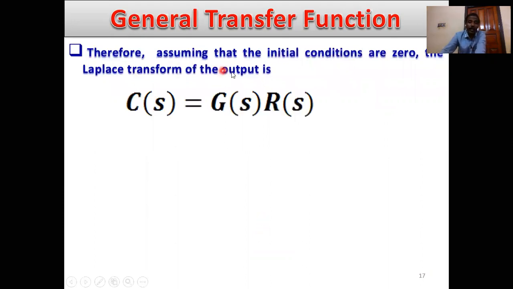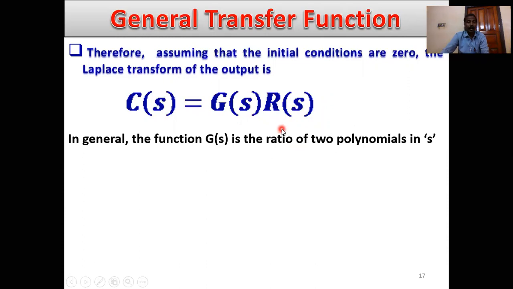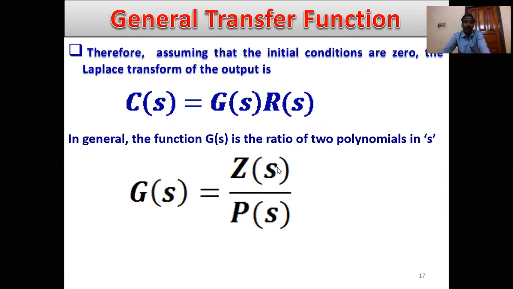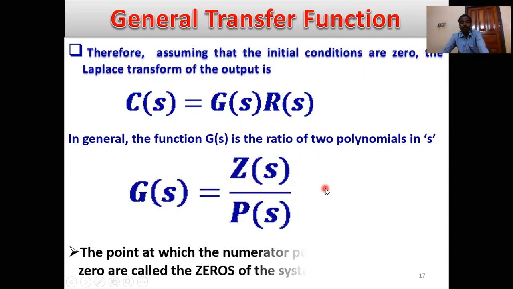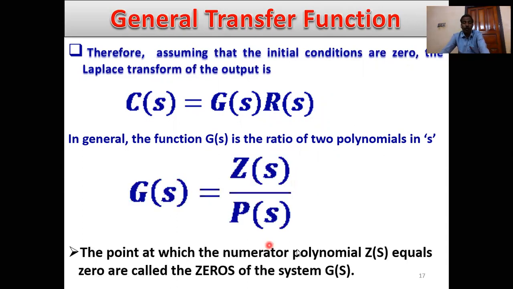Therefore, assuming that the initial conditions are 0, what is the Laplace transform of the output C of S? G(S) into R(S), because G of S equals C(S) by R(S). So output C(S) equals gain into reference input. In general, the function G of S is the ratio of two polynomials in S, G of S equals Z of S divided by P of S. The points at which the numerator polynomial Z of S equals 0 are called the zeros of the system G of S. So this is the general transfer function concept.